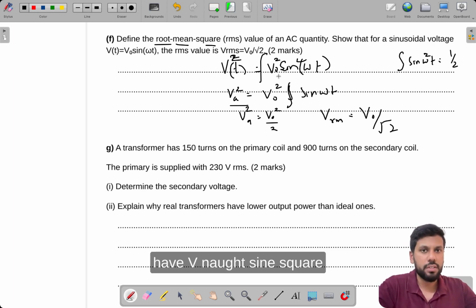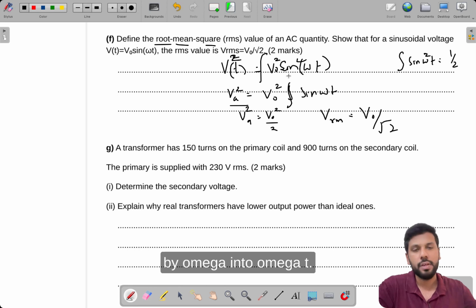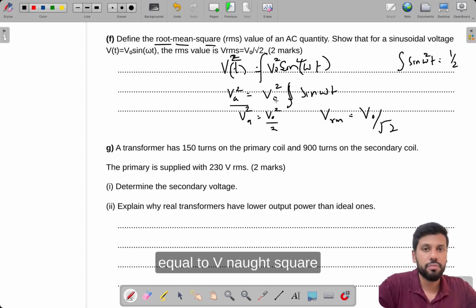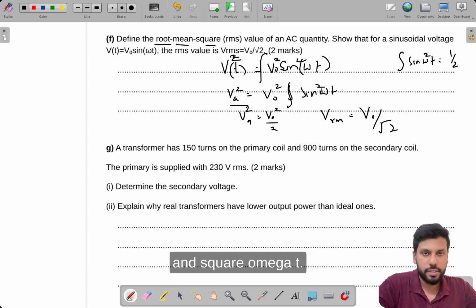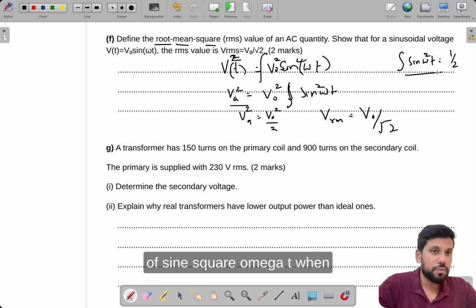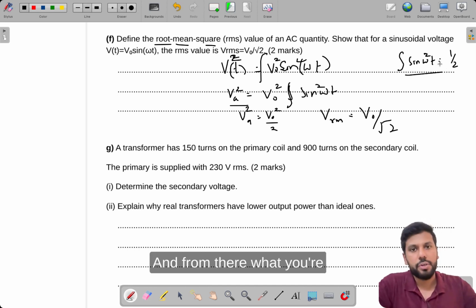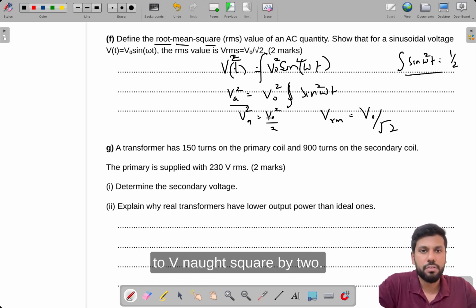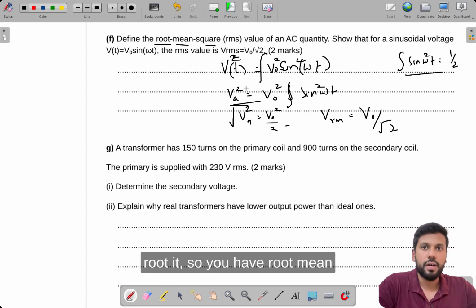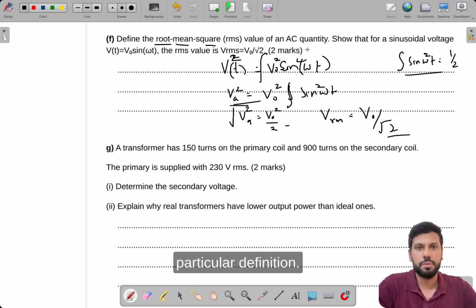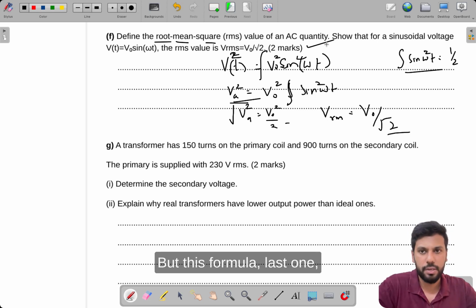So when you square it, you have V naught square, sine square omega t. Then V average square is equal to V naught square and sine square omega t. The average value of sine square omega t is 1 by 2. From there you are going to get V average square is equal to V naught square by 2. When you root it, you have root mean square, which is V naught by root 2. So this is how you get this particular formula.